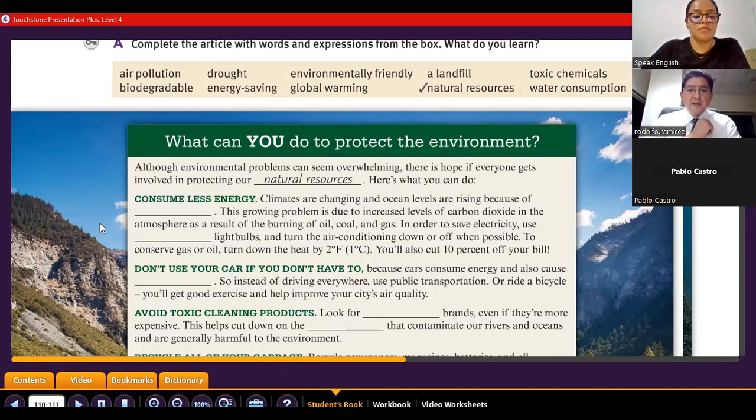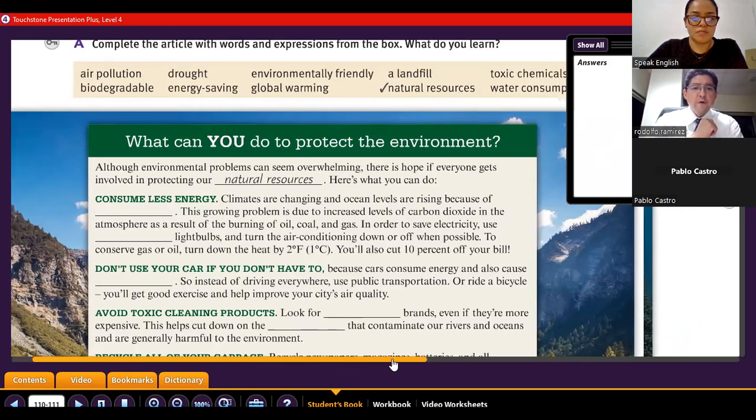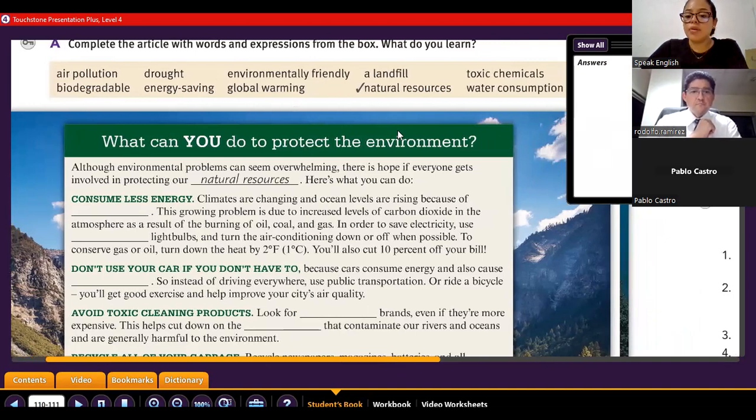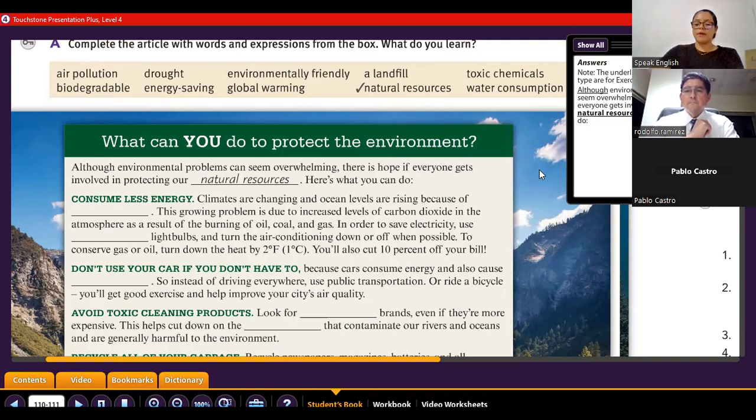Consume less energy. Climates are changing and ocean levels are rising because of... What do you think should go here? For me, it's global warming. Okay, Pablo, do you agree? Yes, I think that is correct. Okay, give me a second. Let's see. Yes, that's what we have over here. There we go. Global warming. Okay, very good. That's the correct answer.